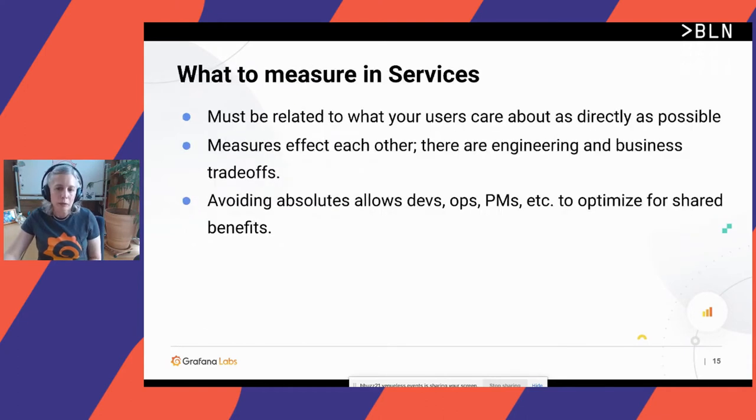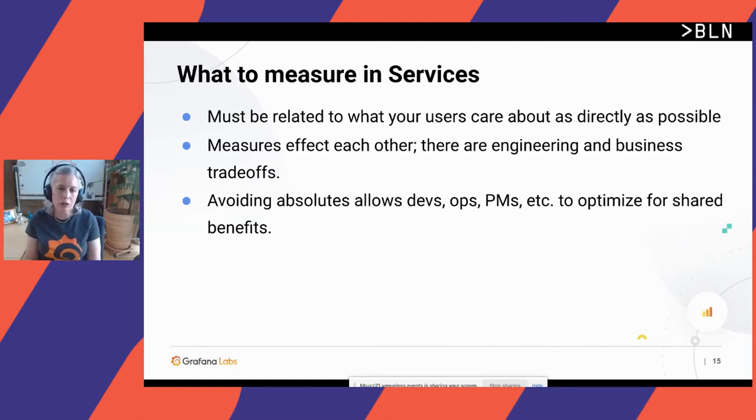So what actually should they be measuring? What actually should you be measuring in your services? Well, you need to be careful to pick something to measure that relates as directly as possible to what your users care about. So one good example is latency. Users care about the speed with which your website responds. It's also true, though, that measures affect each other. So for example, if you improve latency by making your website respond faster, you might do that by failing out more quickly if a service doesn't respond. So you could actually increase your error rate. That might be an acceptable trade-off for you. It depends on what your business is.